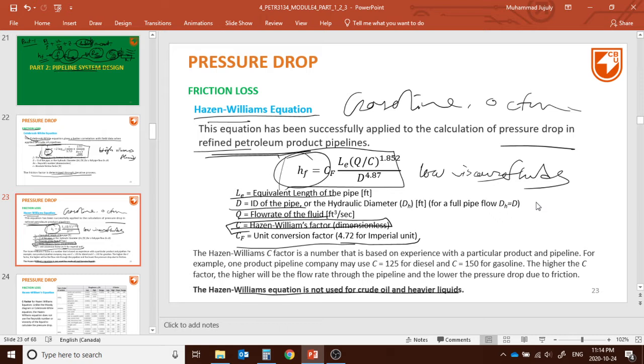Now this Hazen-Williams C factor is a number based on experience with a particular product and pipeline. For example, one product pipeline company may use C125 for diesel and C150 for gasoline. The higher the C factor, the higher the flow rate through the pipeline, and the lower the pressure drop due to friction. Remember, this is important.